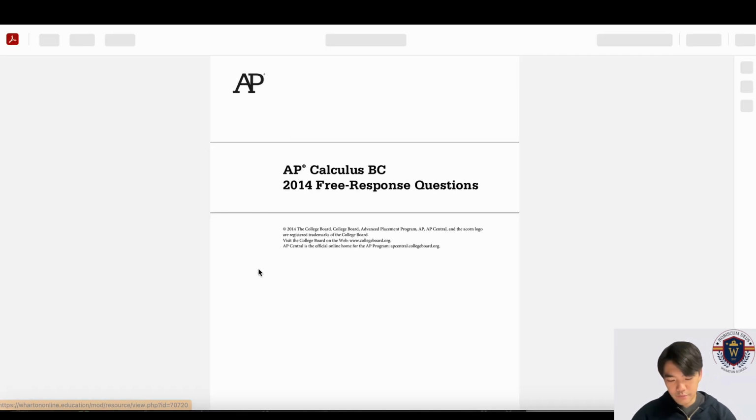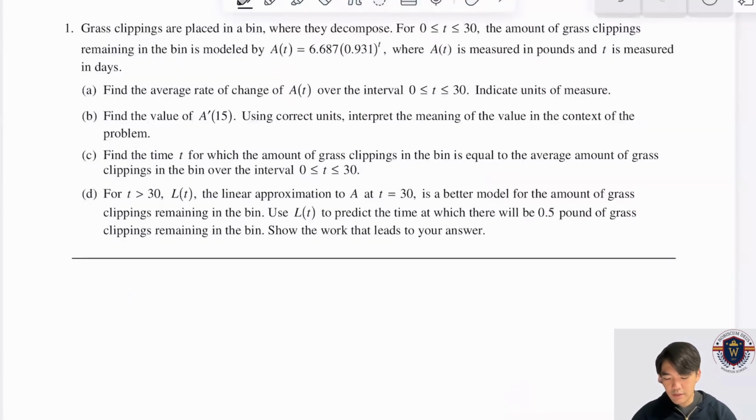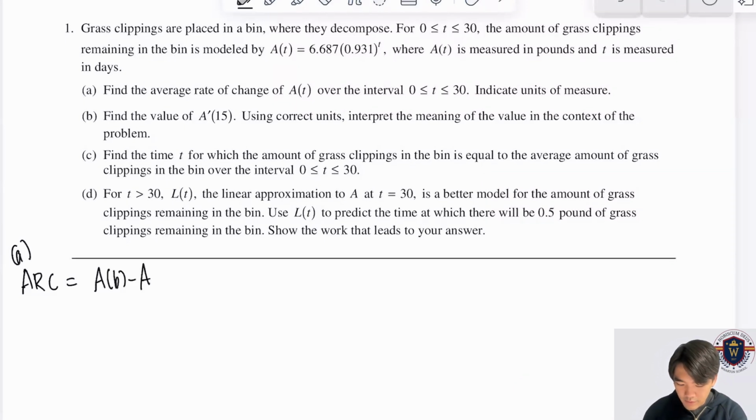So the first question asks to find the average rate of change of A(t) over the interval 0 to 30. The basic formula for average rate of change, we call it ARC, is the y value of B minus the y value of A, over B minus A, right? A(t) represents the amount of grass clippings remaining in the bin, measured in pounds, with t in days. So we substitute 30 and 0.